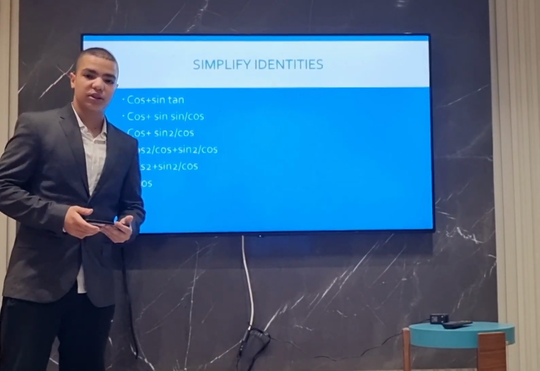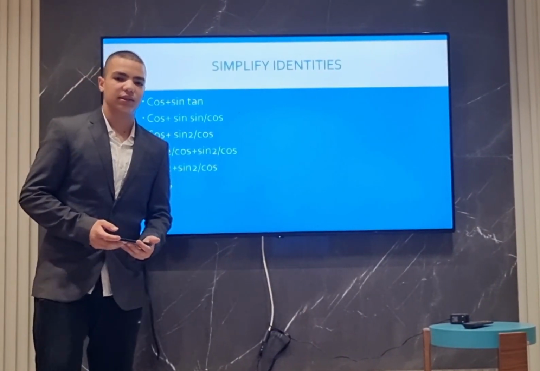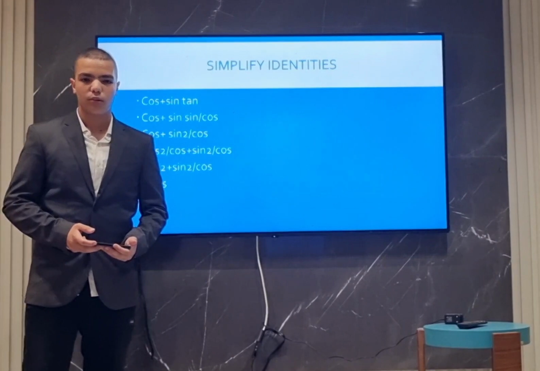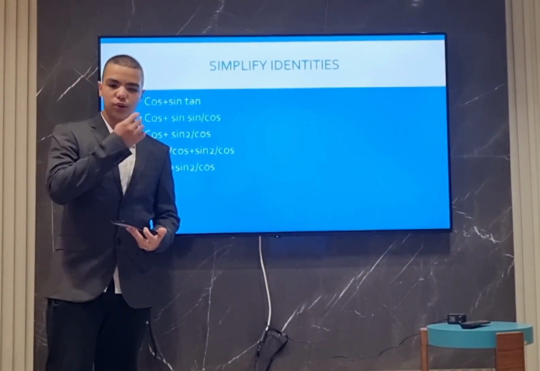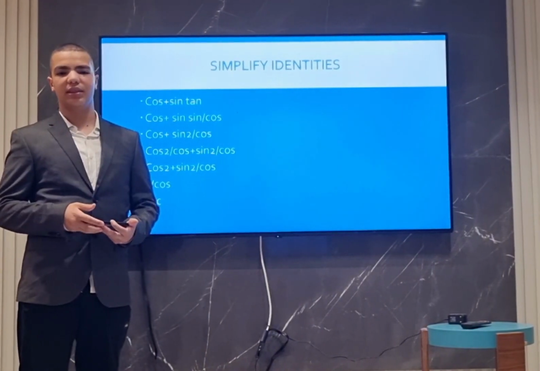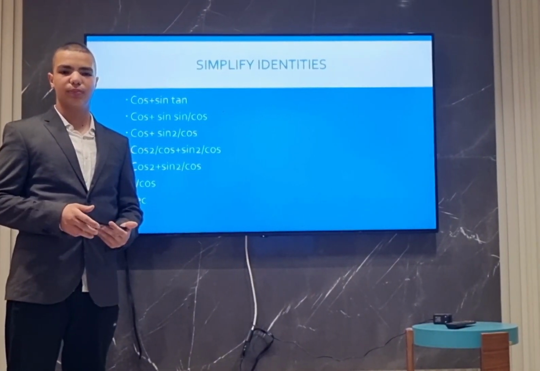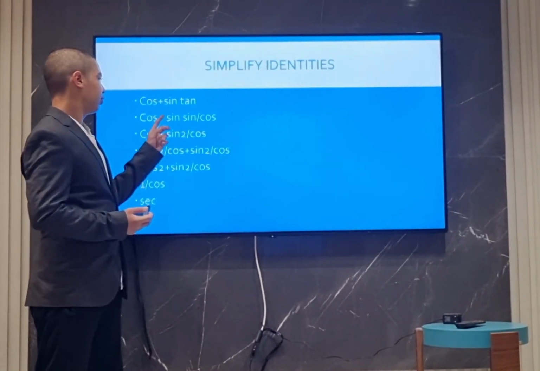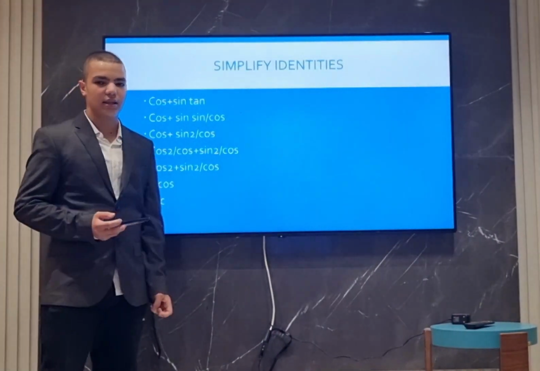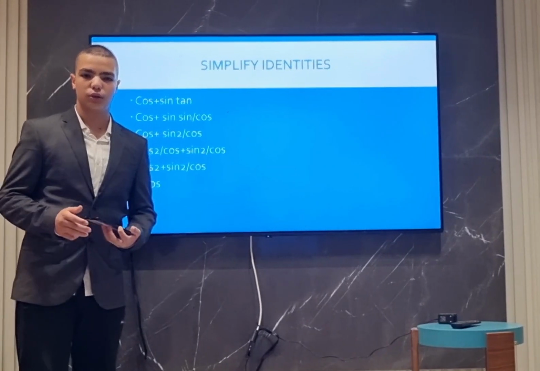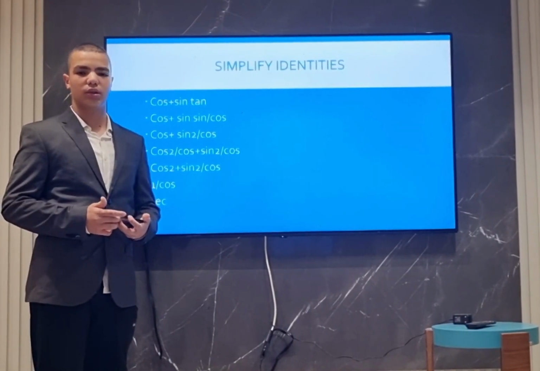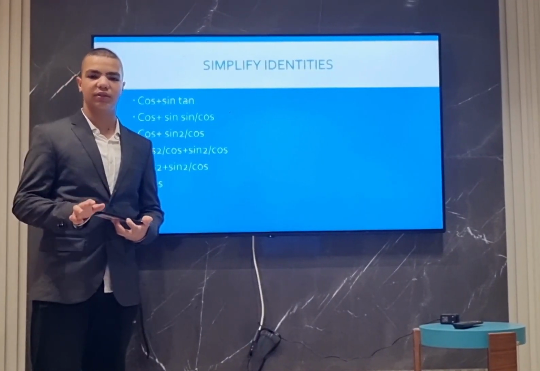The second type of questions in identities is simplifying identities. In simplifying, we replace the ratios with their identities until we reach the simplest form. So here, if we have cosine plus sine over tan, in simplifying identities, we want to change everything to sine and cosine, and if there is sine and cosine, we leave it as it is.